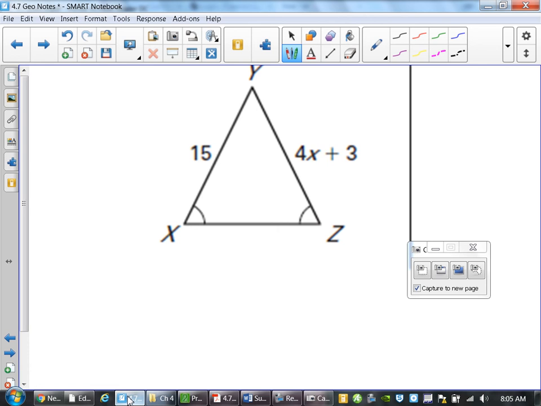Isosceles, that's all. All right. You need to solve for x. First of all, we need to figure out what kind of a triangle it is. Isosceles. So if that's isosceles, notice the angles kind of point at the sides that are the same.